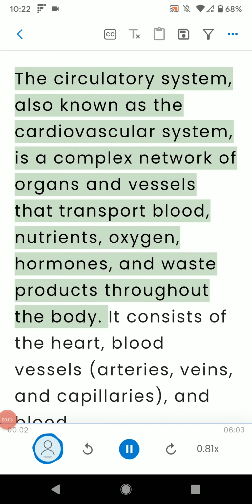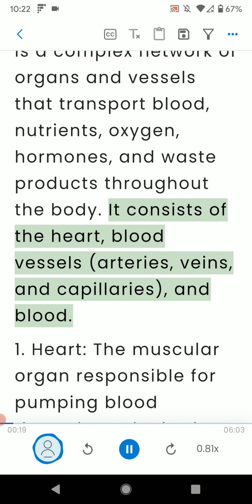The circulatory system, also known as the cardiovascular system, is a complex network of organs and vessels that transport blood, nutrients, oxygen, hormones, and waste products throughout the body. It consists of the heart, blood vessels, and blood.